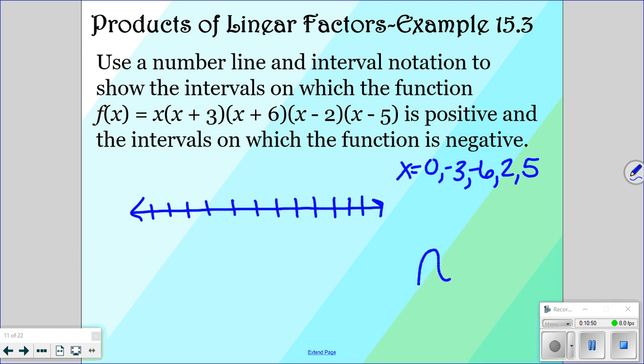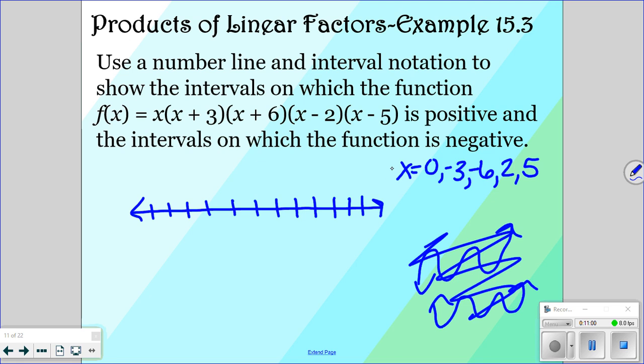This function is going to look something like this. Or it could go like that, just depending on what the exponent would be. 1, 2, 3, 4, 5, x to the 5th, so it would have been this one. Well, actually, yeah, it would look like that.